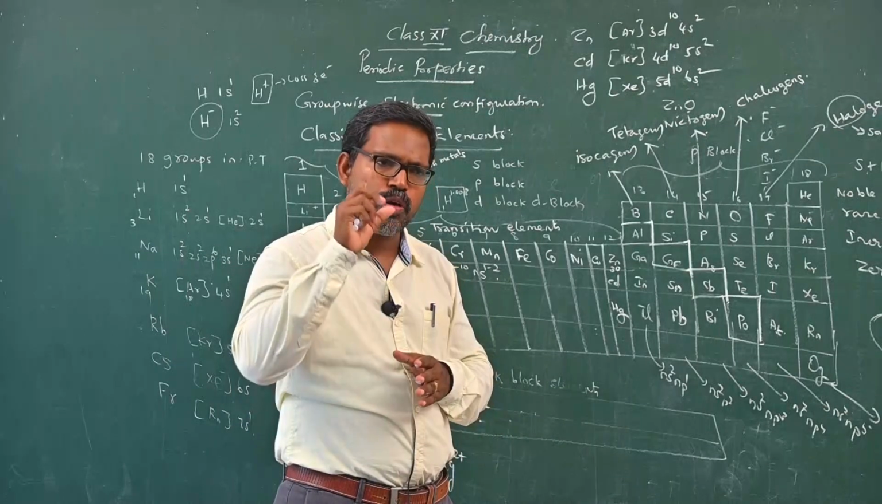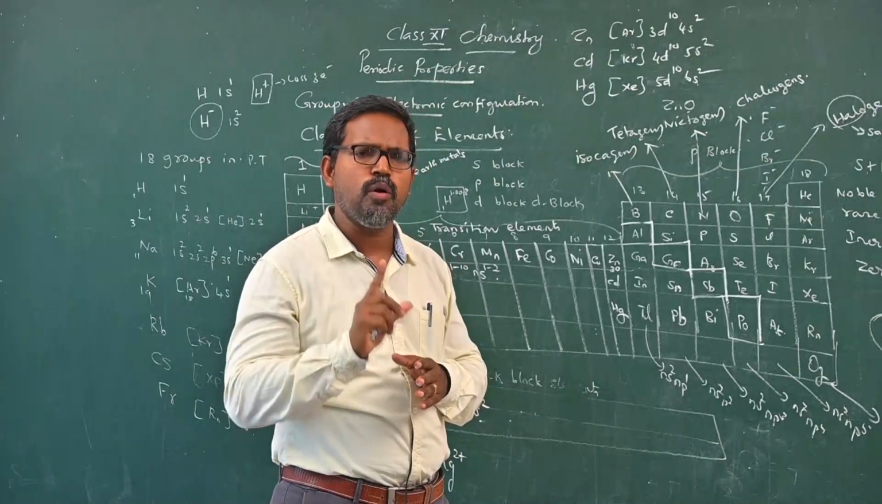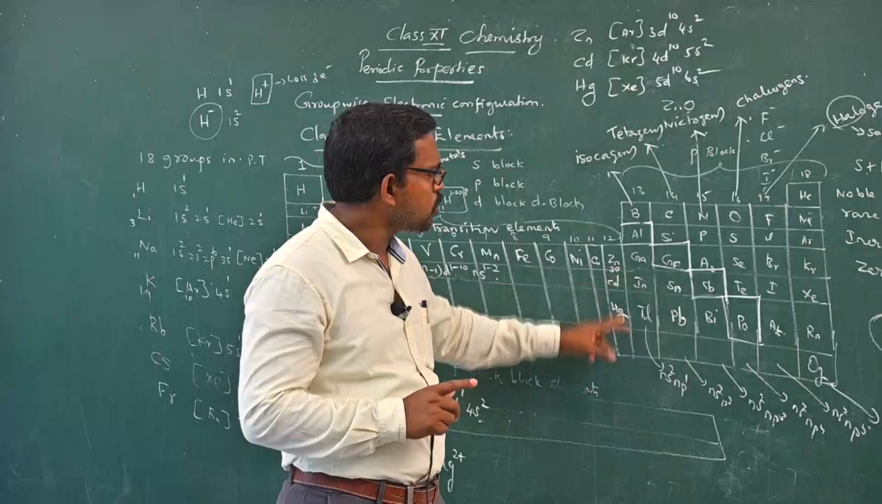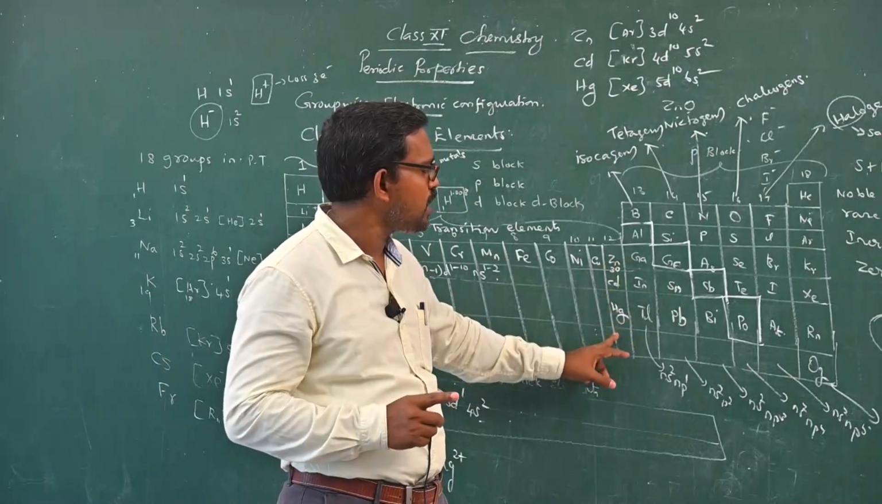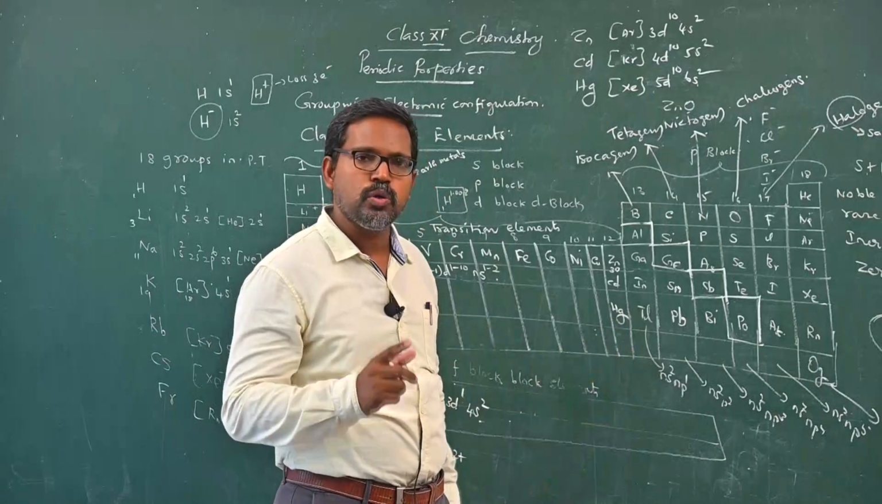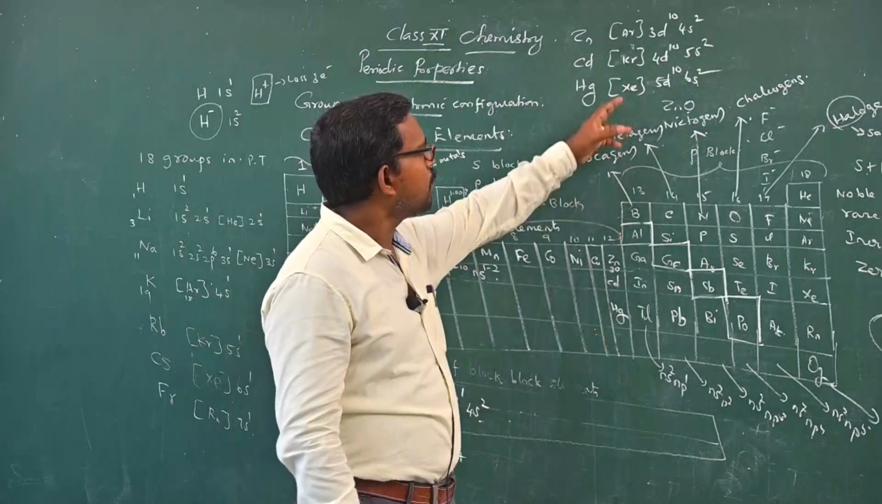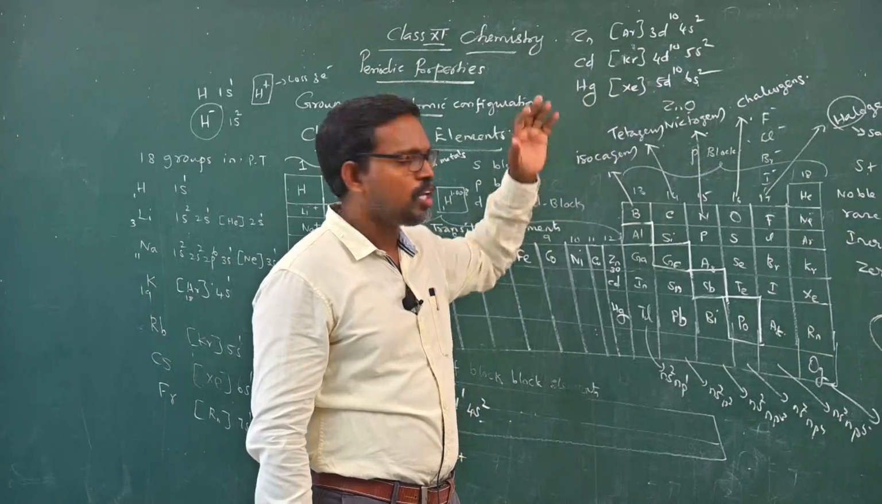They show low melting and boiling points. Why do they show low melting and boiling points? These are questions asked from the examination point of view. Why do zinc, cadmium and mercury show low melting and boiling points? Because of their completely filled configuration.